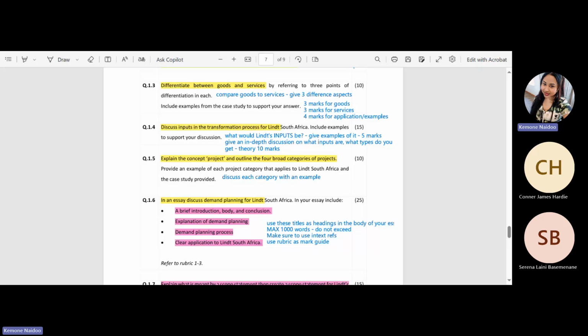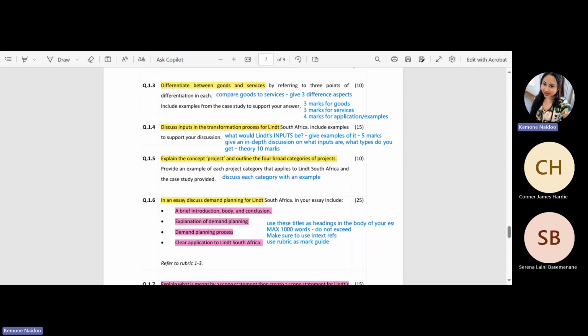application aspect. Okay, so you're going to go back to the case study and you're going to draw examples from the case study. What is a good? What is a service? And how does it differentiate? When you are setting out your answers, always start with a theory and then make your way into application. Okay, instead of starting with an application and then going into theory.